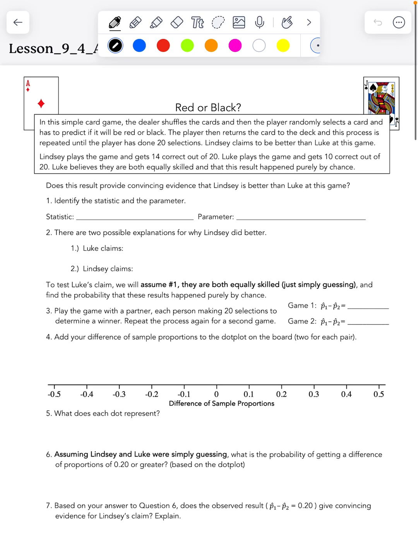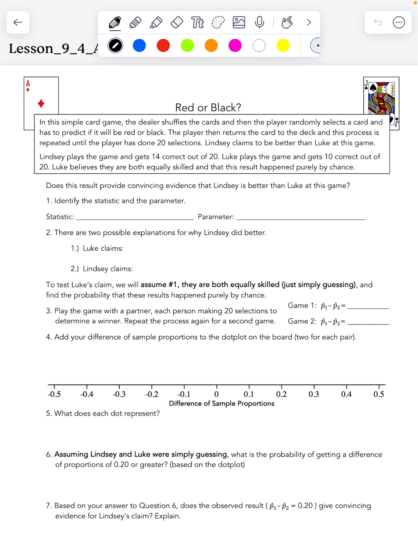All right, we're going to take a look at 9-4. This is going to be talking about a game where it says red or black. In a simple card game, the dealer shuffles cards and then the player randomly selects a card and has to predict if it will be red or black.